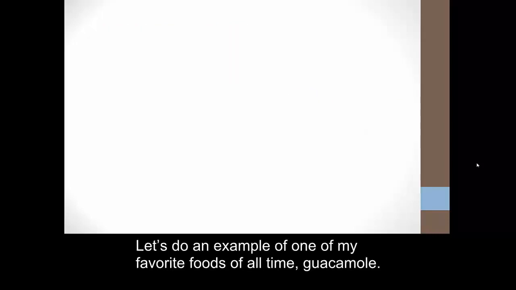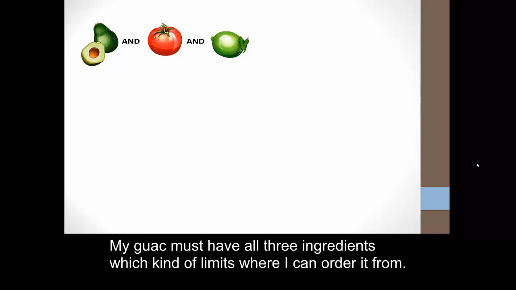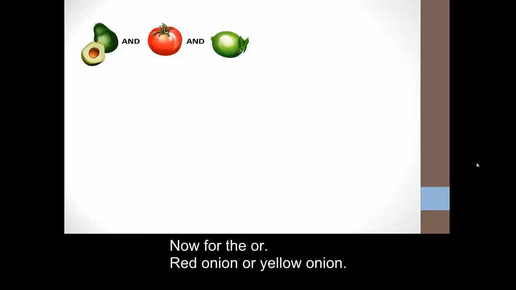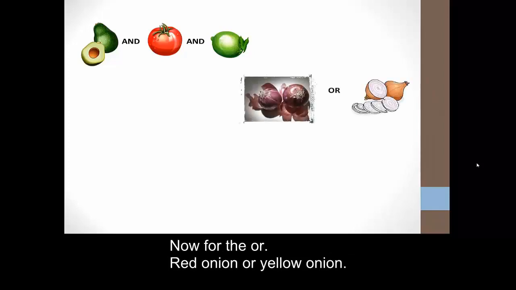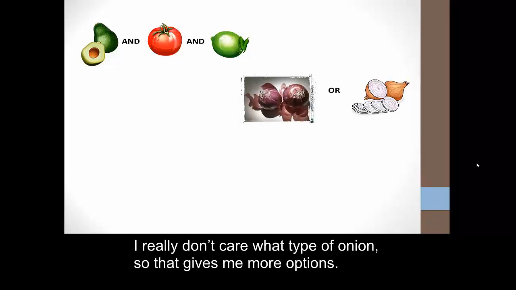Let's do an example of one of my favorite foods of all time, guacamole. So first let's use the AND operator for avocado and tomato and lime juice. My guac must have all three ingredients, which kind of limits where I can order it from. Now for the OR, red onion or yellow onion. I really don't care what type of onion, so that gives me more options.